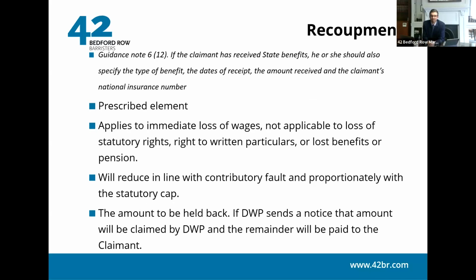The guidance note on this sets out the reasoning as we've just gone through, and it's important to note the information that needs to be provided: the claimant needs to specify the type of benefits, the dates of receipt, and the amount, and the claimant will need to provide their national insurance number. And when considering recoupment, you'll have to go on to consider the prescribed elements, the amount of the award that will be held back effectively for the DWP if they give a notice to take what they state is owed. It applies to the immediate loss of wages.